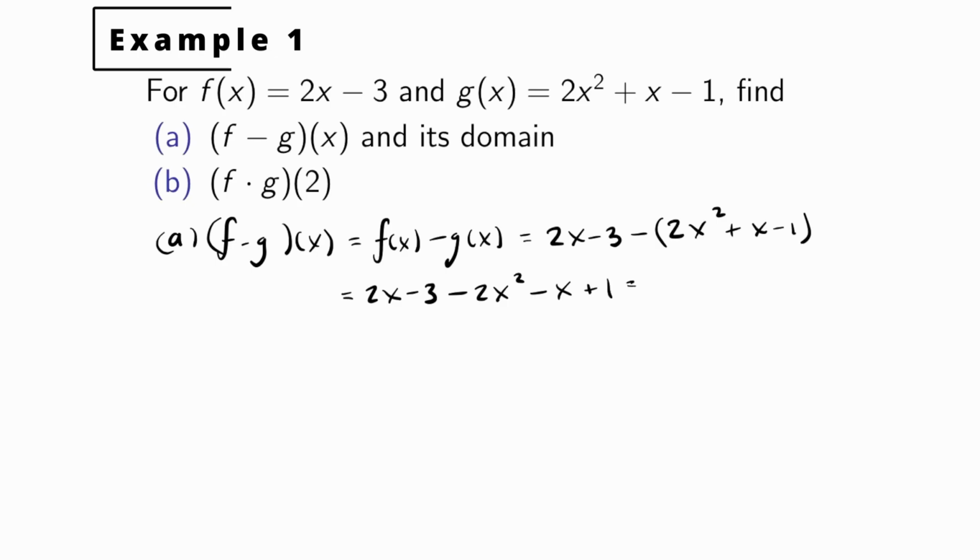And if we simplify this, we get negative 2x squared. We've got to combine like terms. It's the only x squared term. We get 2x minus x is plus x. And then we're going to get negative 3 plus 1 is negative 2. So f minus g of x is negative 2x squared plus x minus 2.